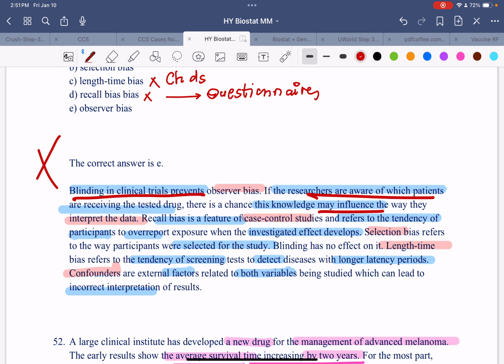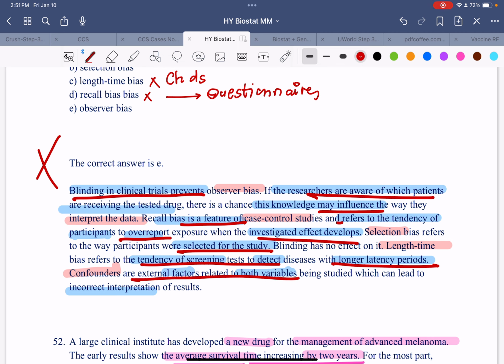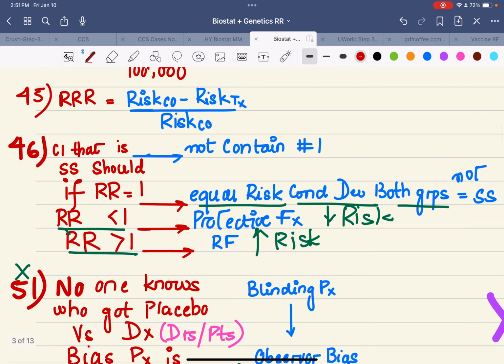And when does recall bias happen? It happens in case control studies, because the people who have already developed the disease tend to over-report the exposure. Whenever there's a bias in the selection of the participants, this is known as selection bias. And whenever there's a tendency of the screening test to detect diseases that have longer latency periods, this is known as length time bias. Whenever there's an external factor that affects both the variables, that is, it affects the risk factor and the outcome and leads to incorrect interpretation of the results, this is known as a confounder. And let's do a quick recap.